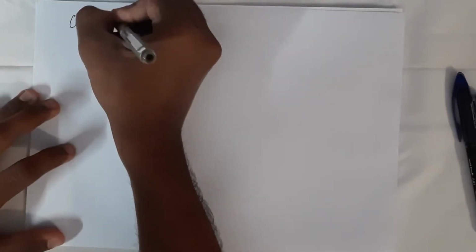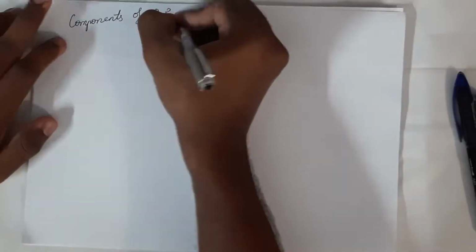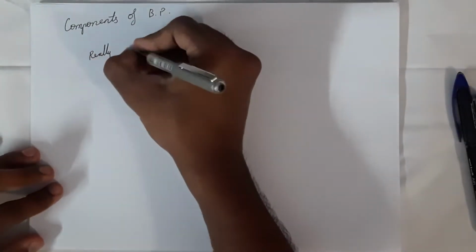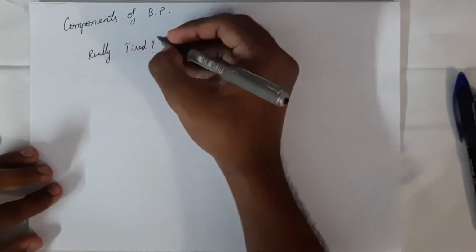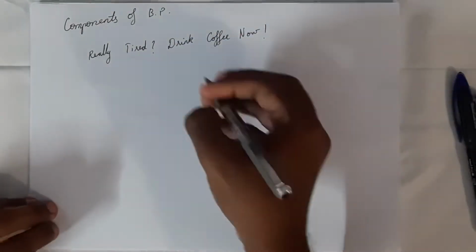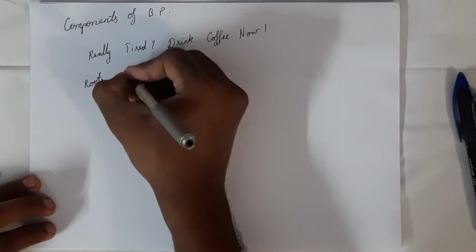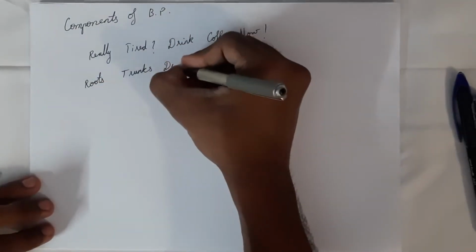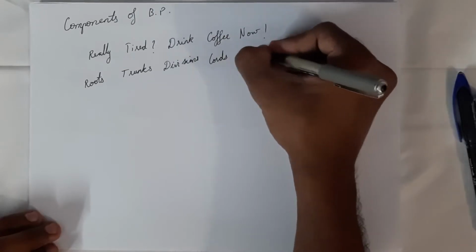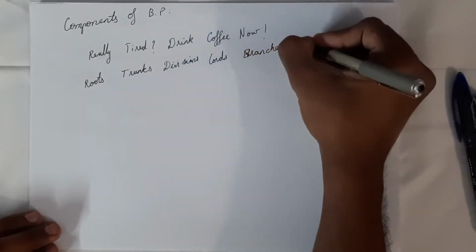And now to the components of the brachial plexus. So there's a very easy acronym that I use, that is "Really Tired, Drink A Coffee", which directly translates to roots, trunks, divisions, cords, and branches of nerves.